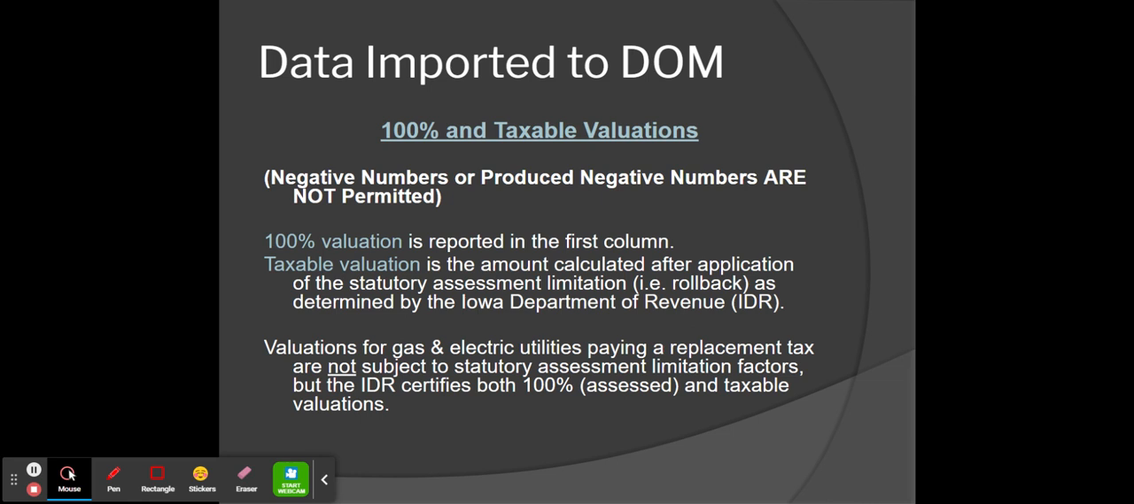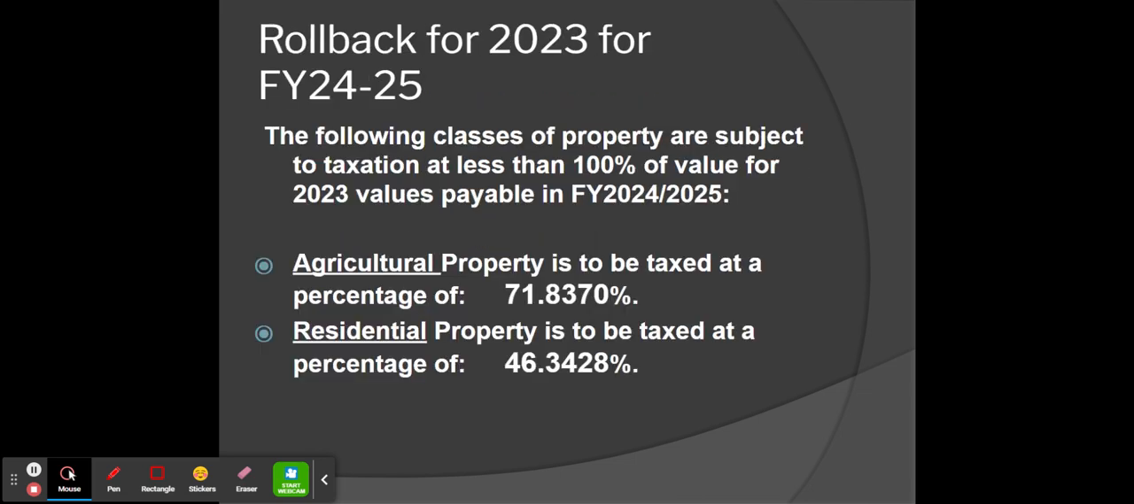And then taxable value, of course, is the amount calculated after application of the statutory assessment limitation as determined by the Iowa Department of Revenue. And those figures have been provided for the 2023 assessment year. Valuations for gas and electric utilities pay a replacement tax. Actually, they are not subject to statutory assessment limitation factors. But when you get that data from the Department of Revenue, you will see both 100% or assessed value and taxable value for those properties. So, as I mentioned, rollback is available for 2023.